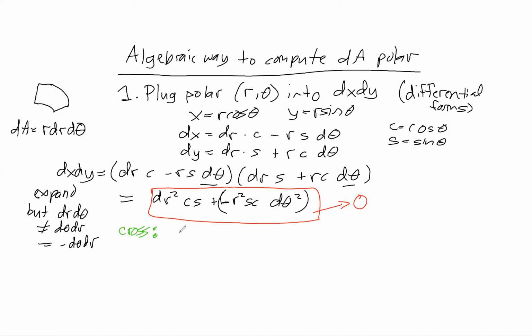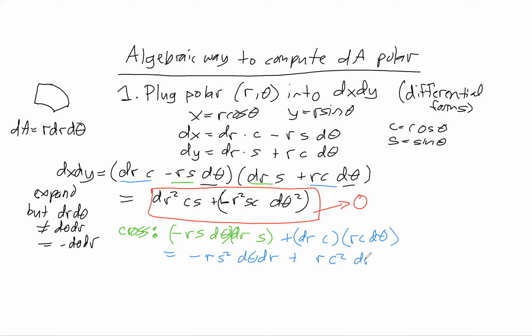So we have, the first is negative r s d theta dr s, and then we have the other cross terms, which are plus dr c r c d theta. And we can just simplify that out a little bit. This is minus r s squared d theta dr plus r c squared dr d theta.